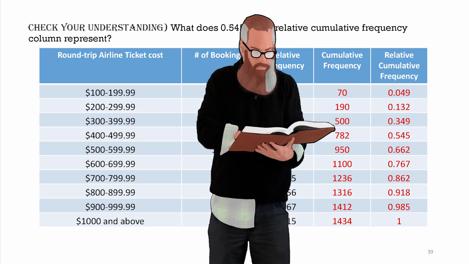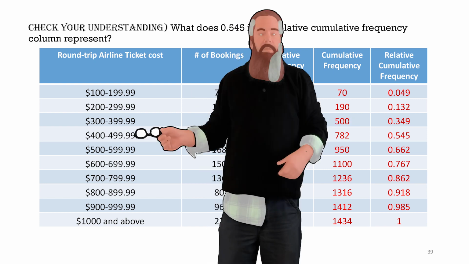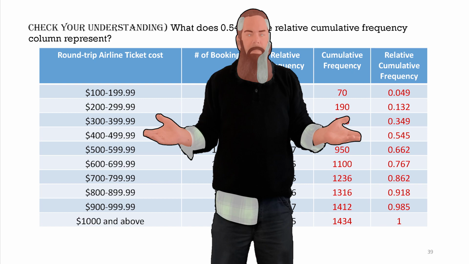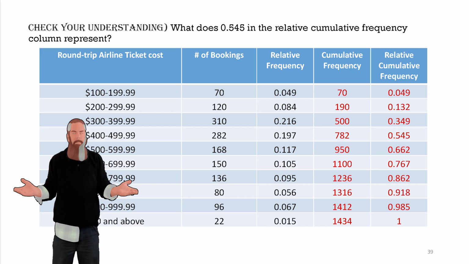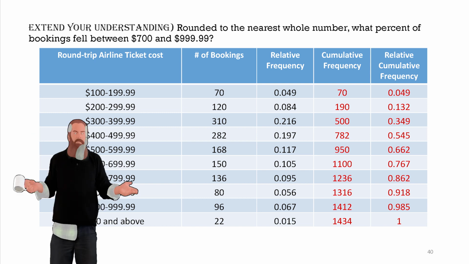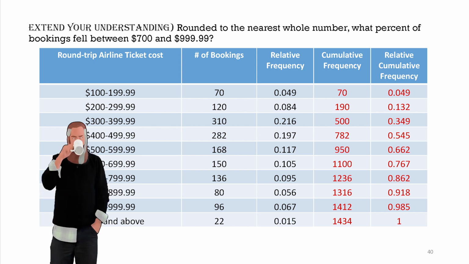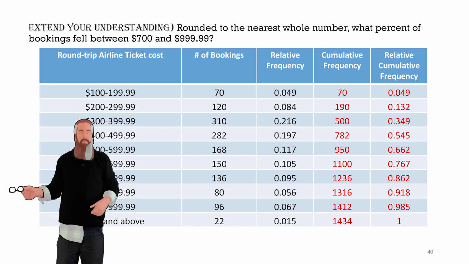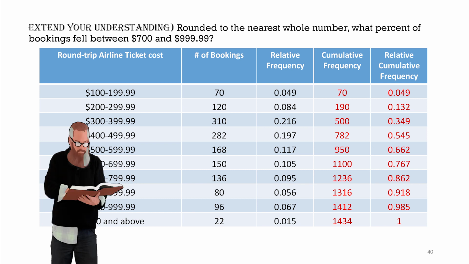Let's check our understanding of this and say, what does 0.545 in the relative cumulative frequency column represent? It means that 54.5% of the fares were at or below $499.99. Let's extend our understanding of this further: rounded to the nearest whole number, what percent of bookings fell between $700 and $999.99?